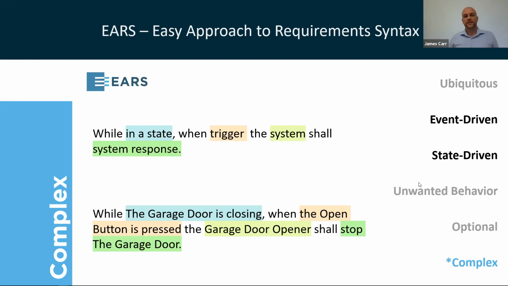So with the EARS method, you're actually starting with the state that it's in first. So you're saying, okay, when the garage door is closing. So somebody's reading this, they know that this is only for when the door is closing. And then they'll say when the button is pressed. Okay, so the door is closing, somebody presses a button, what needs to happen? Well, in that case, the garage door opener shall stop the garage door. So somebody can read that one time and understand exactly what it means because it's laid out in a really easy to follow logical order.